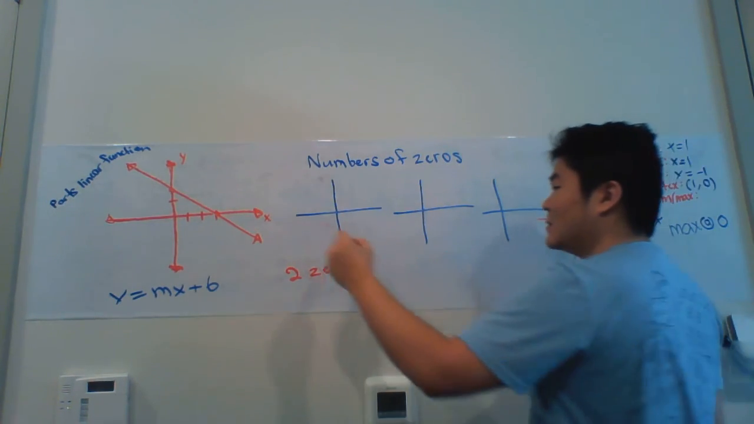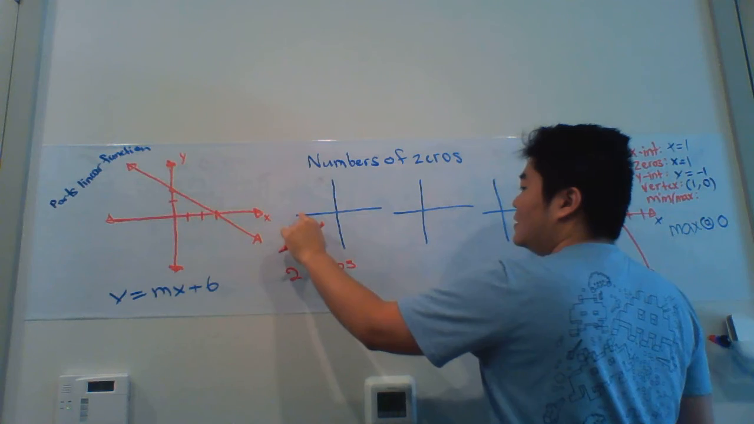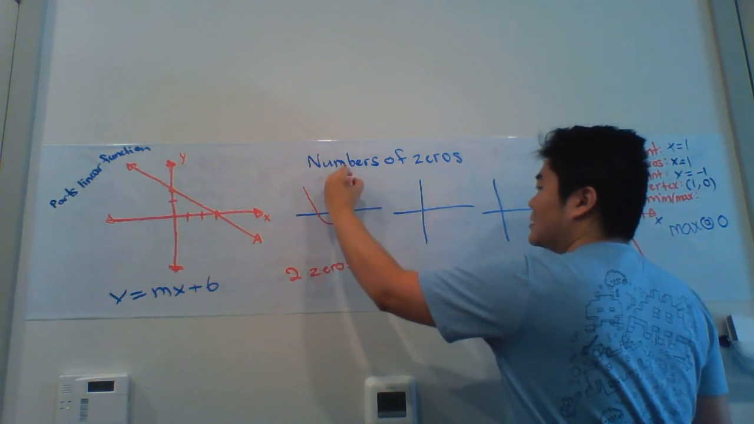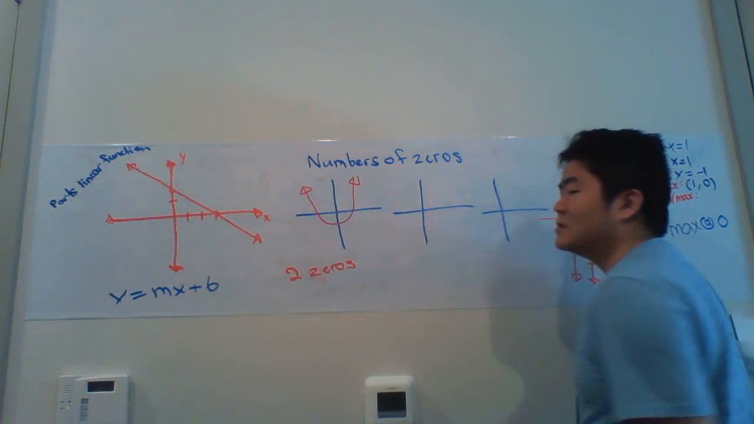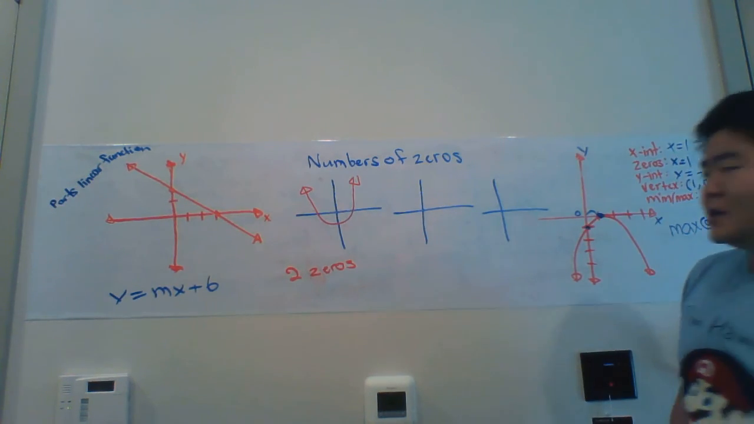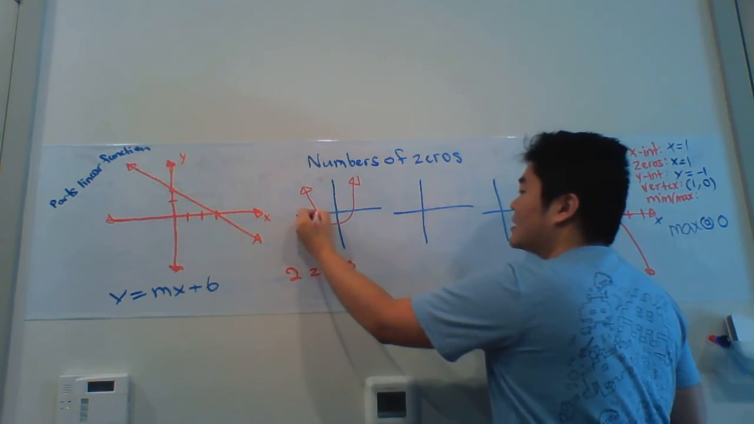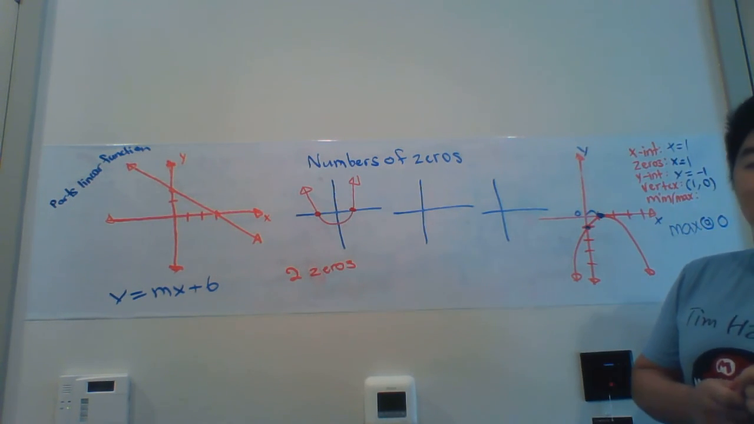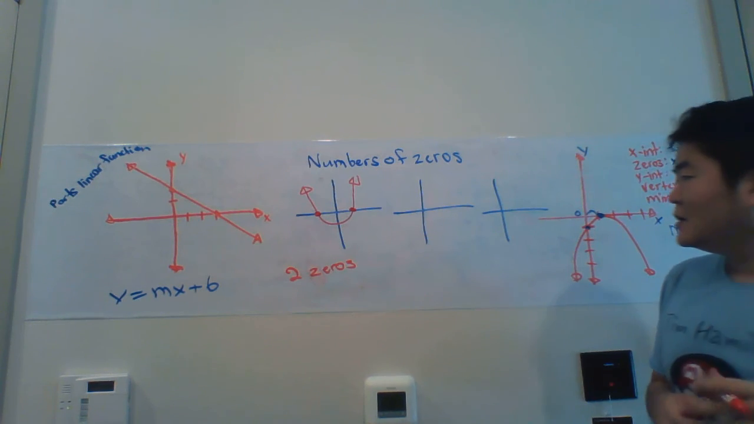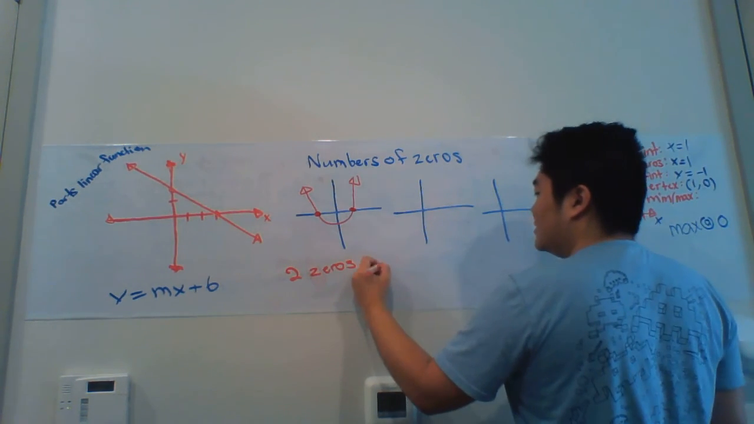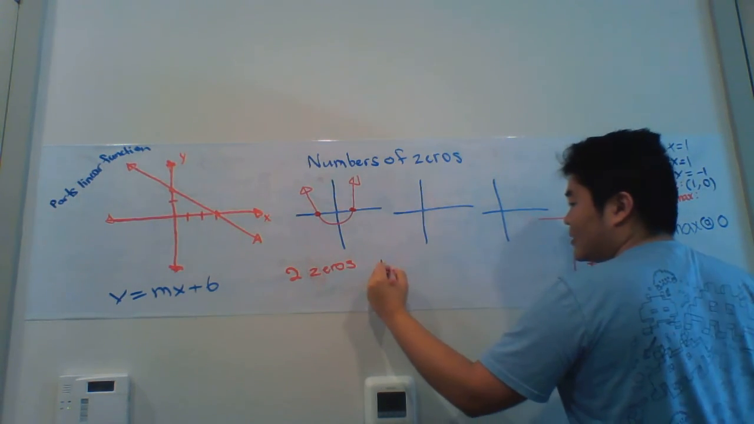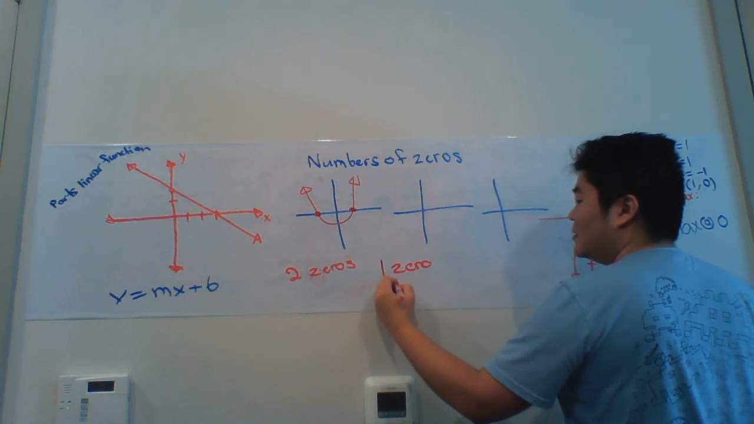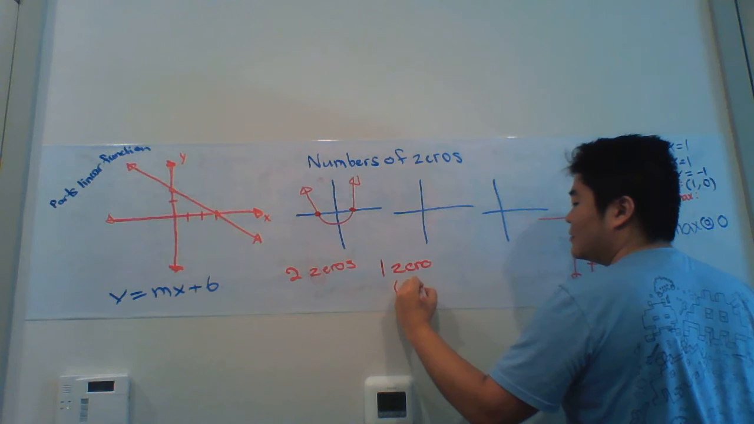If we have 2 zeros, we know it has to hit the x-axis twice. So it could look something like this. That's perfectly fine because it hits the x-axis here and here. That's why I have 2 zeros. Now, this is the one I was trying to look at earlier. This is where I have 1 zero, and in parentheses, I'll say 1 is repeated.